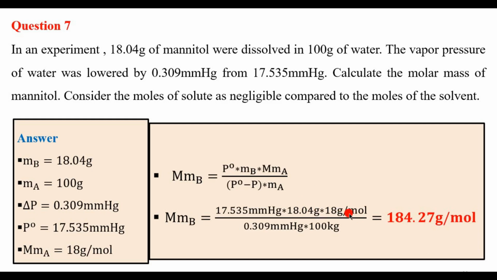We have the delta P, which is the change in vapor pressures times Z. This is the mass of the MA, which is the mass of the pure solvent, it was given, and then we get around 184.27 grams per mole as the molar mass of the mannitol, or the molar mass of the solid.